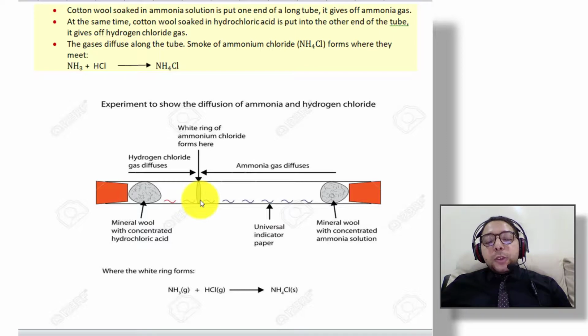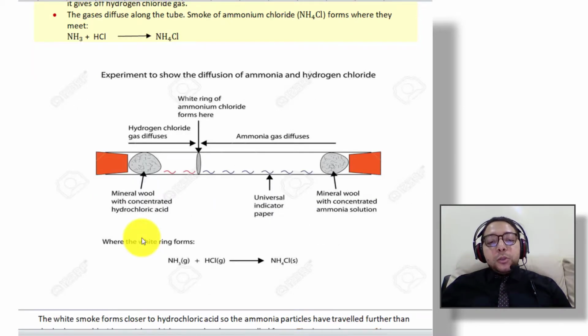When this question comes up, it is going to ask you why the NH4Cl is made next to the HCl and not next to the ammonia. You need to compare the mass of the HCl and the mass of the ammonia, and say that HCl has a larger mass, so its particles move a little more slowly, and ammonia has a lighter mass, so its particles move faster. So they meet close to the HCl. Take care: you need to compare the mass and the movement in order to get the full mark for this question.